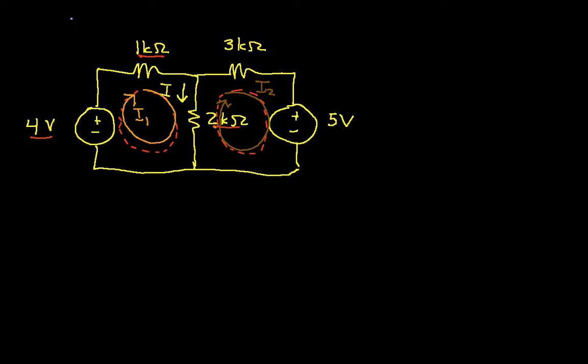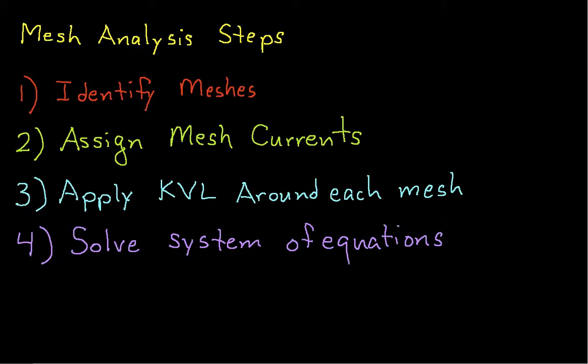Now, it's helpful to be consistent here and either assign all of your mesh currents to be clockwise or all of them to be counterclockwise. You can assign the mesh currents to go, one clockwise and one counterclockwise, but it makes things a little bit more complicated. So I've just assigned all of the currents to go clockwise. So that's pretty much step 2. We're already halfway done, and this hasn't been so bad, has it?